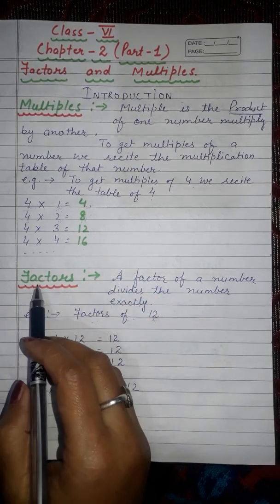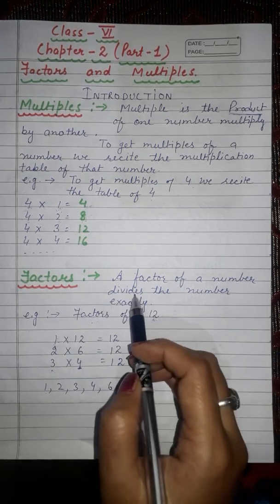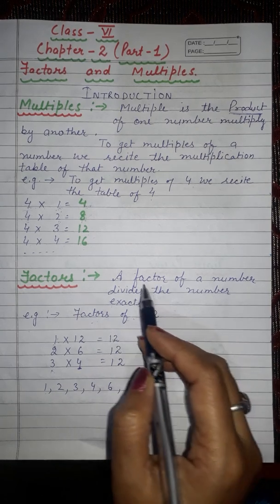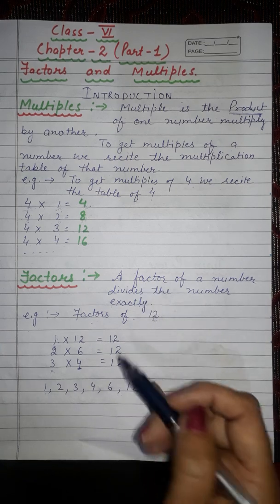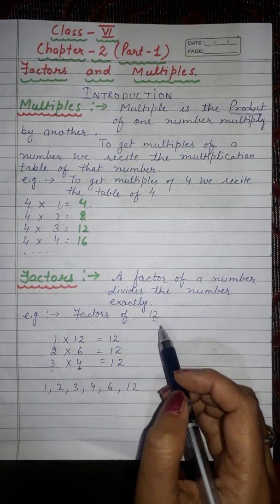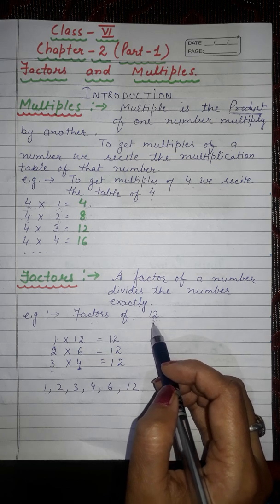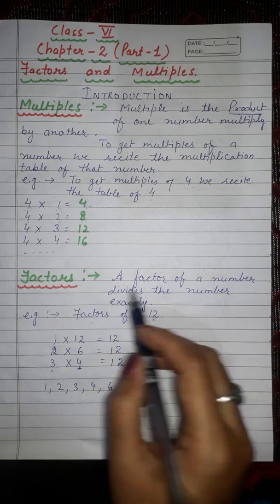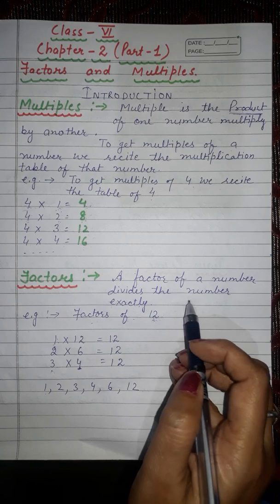The next is the factors. So what are the factors? A factor of a number divides the number exactly. If you want to find the factors of any number, then what will you see? You will see which numbers can divide that particular number exactly. Divide exactly means with 0 as remainder.